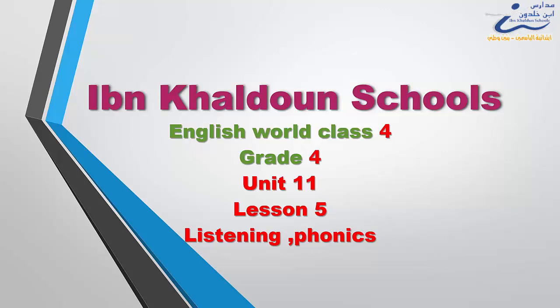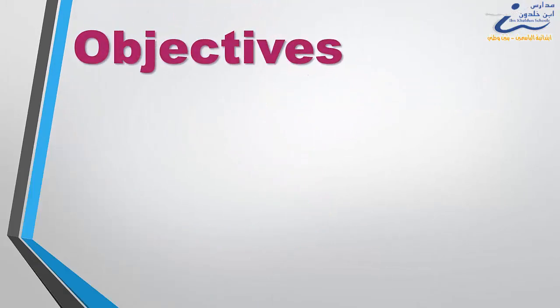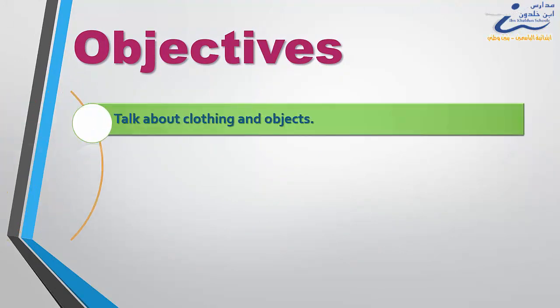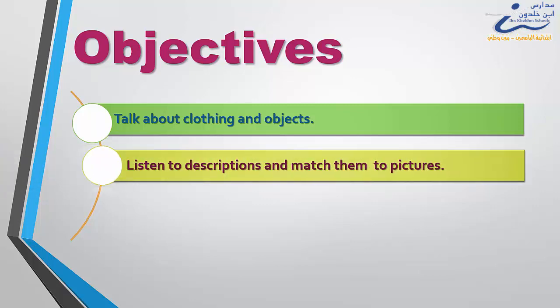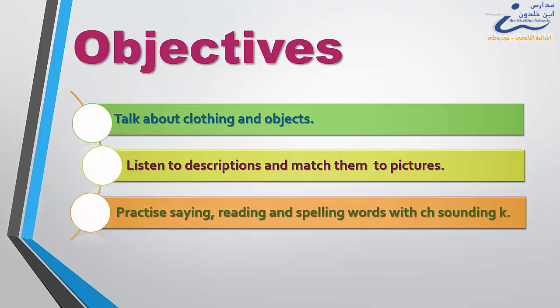Let's move to our objectives for today. By the end of this lesson, learners are guided to talk about clothing and objects, listen to descriptions and match them to pictures, practice saying, reading and spelling words with CH sounding K.